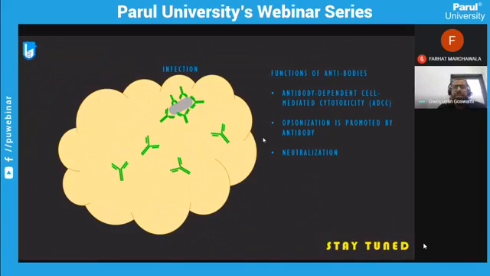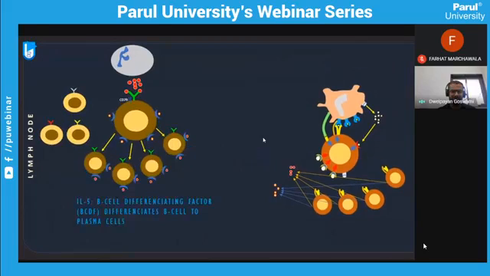So this was the overall picture of the immune system. Now let me go back to the first slide. My explanation is over till this point, but there are some loopholes that I want to fill in. So let me go back to the first slide.